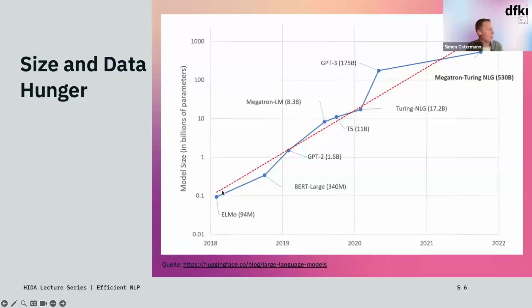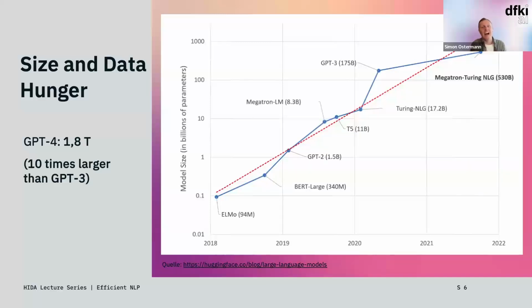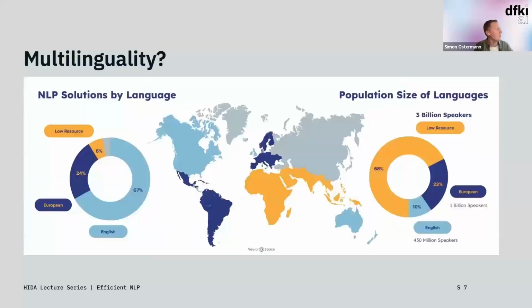So we started here with an Elmo model in 2018 with only 94 million parameters. And we're ending here with models like GPT-3 in the hundreds of billions of parameters. You can see the y-axis here is logarithmic, actually, so it's a vast difference. And then if you look at GPT-4, it's supposed to have 1.8 trillion parameters, which is 10 times larger than GPT-3. And of course, it is a problem because most people don't have the hardware to run such models. So the sheer size of these models poses big problems for people that want to use them.